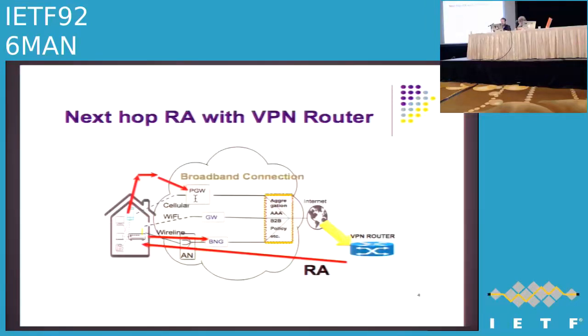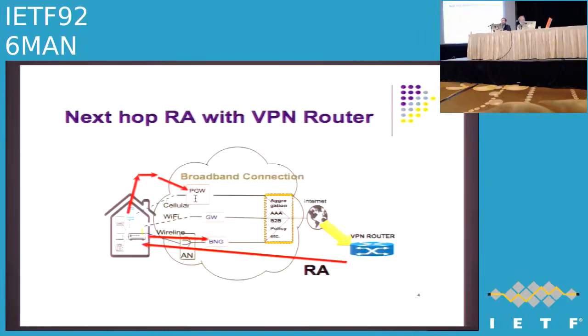Currently the VPN routers install a lot of host routes at the hosts. Instead of that, if the VPN router can configure the host with the next hop addresses of the routers on different interfaces, then this will solve the issue of installing so many of those 40, 50 host routes on the host.